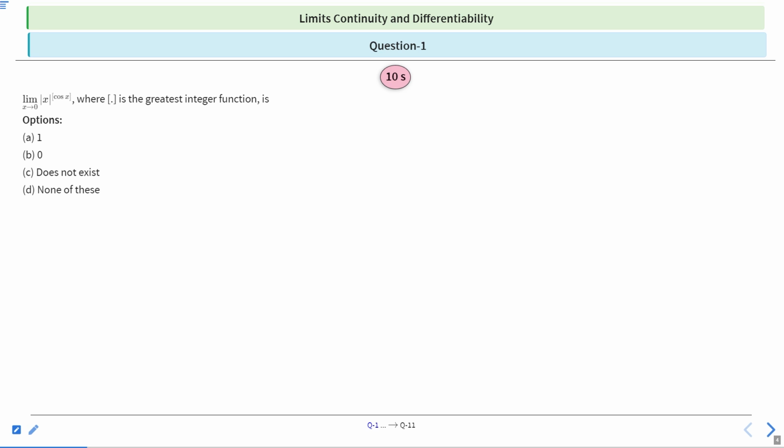So, let's start with question number 1. It says, find the limit as x tends to 0 of |x| to the power greatest integer function of cos x, right? We have to find this limit. So you have 10 seconds to solve this question. After 10 seconds we will discuss the solution.